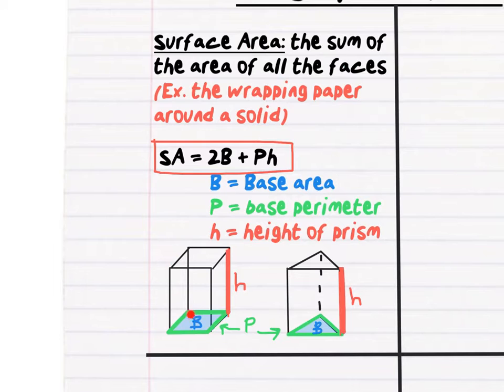The capital B is the area of the rectangle or triangle. Okay, the base perimeter is all the sides added up on that base. So on a rectangle, there are 4 sides. On a triangle, there's 3 sides. You add those up. And then the H is the height of the prism, how far apart the 2 bases are.